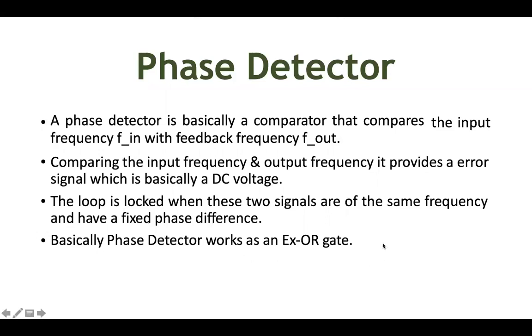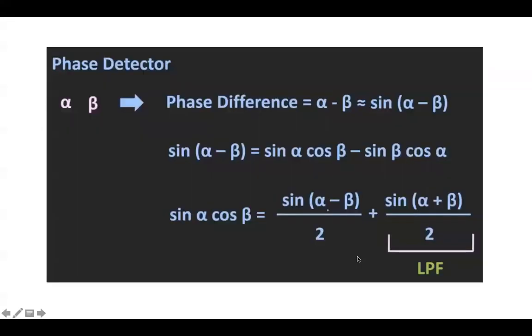So basically it involves an XOR gate, as I mentioned. Now let us look at it in the form of equations, right? If alpha and beta are two different signals, so alpha minus beta, I'll be having a sine function here. Okay, so I'll be expanding sine(A minus B), right?